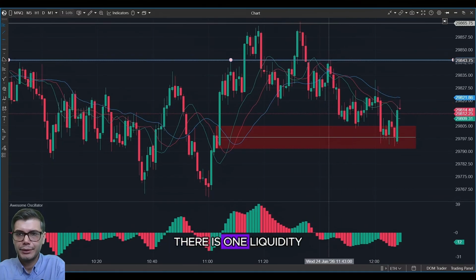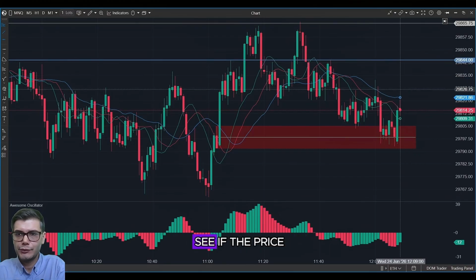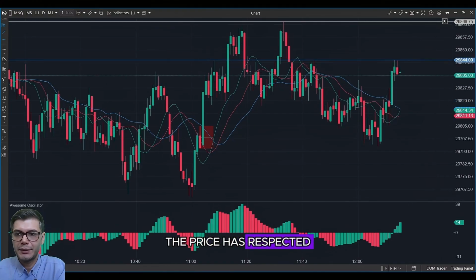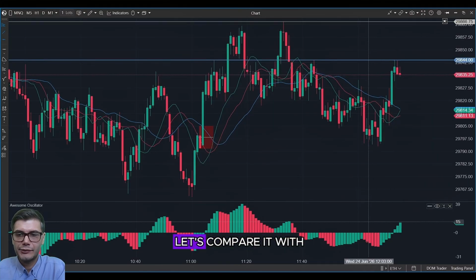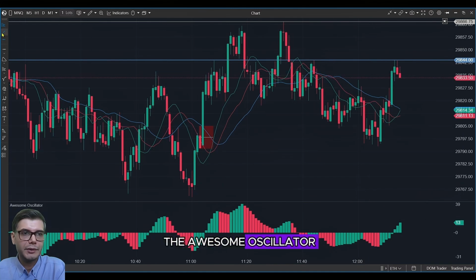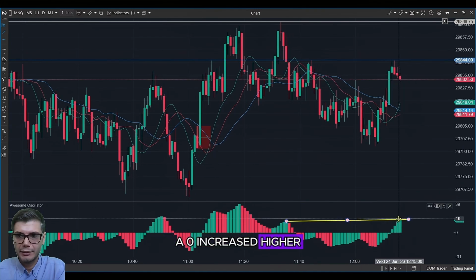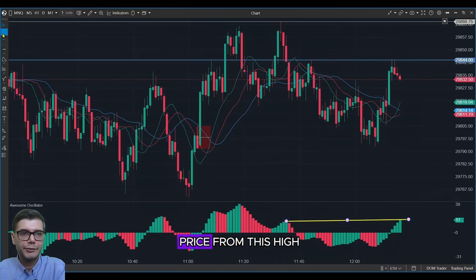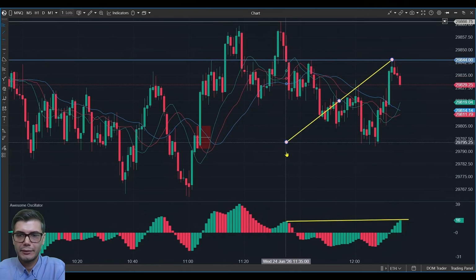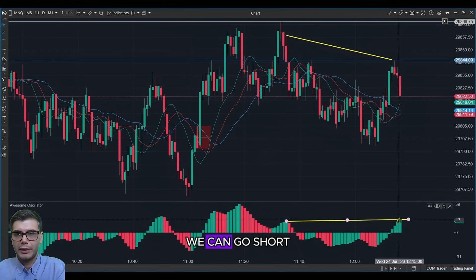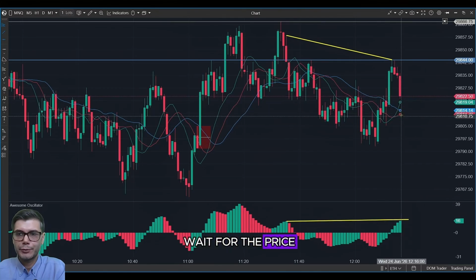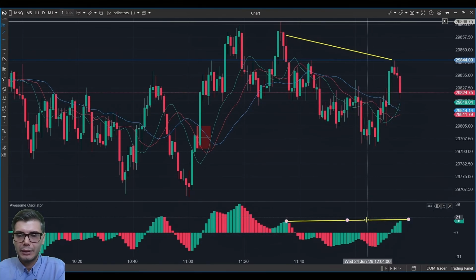Let's see if we can find a new opportunity. There is one liquidity above $844. We will wait to see if the price can take that high or not. The price has respected $844 resistance. It's a horizontal line. Let's compare it with the Awesome Oscillator. AO increased higher, but look at the price. From this high to this candle, the peak of Awesome Oscillator, there is a divergence. We can go short, but we have to wait for the price to stabilize below alligator lines.